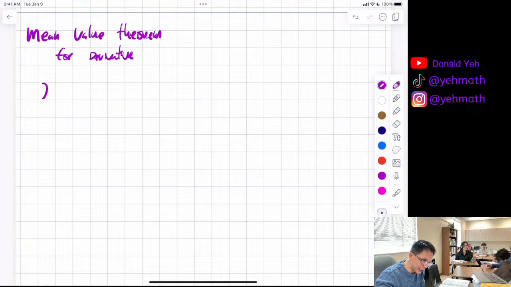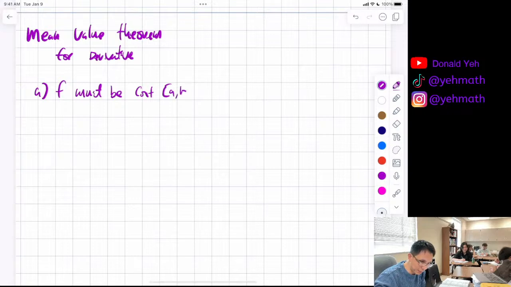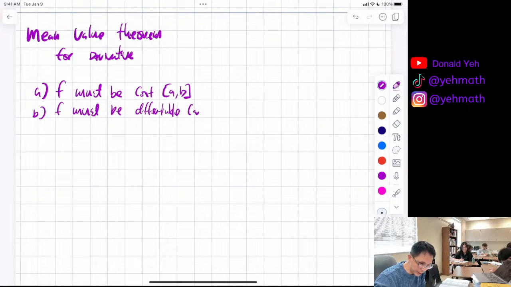Okay, so let's talk about the mean value theorem for derivatives. A, the condition says f must be continuous on the closed interval [a, b]. It cannot be an open circle. B, f must be differentiable on the open interval (a, b). That is the second one.